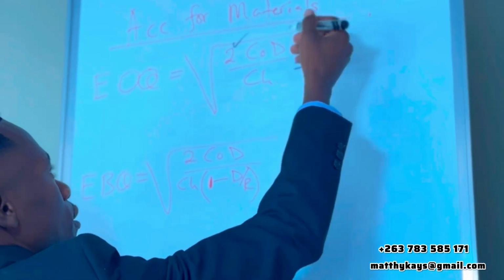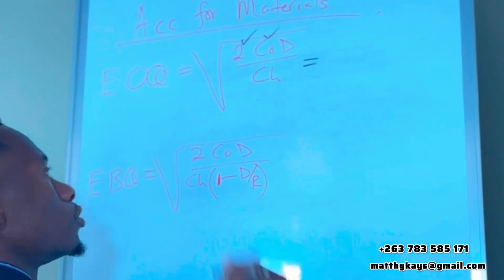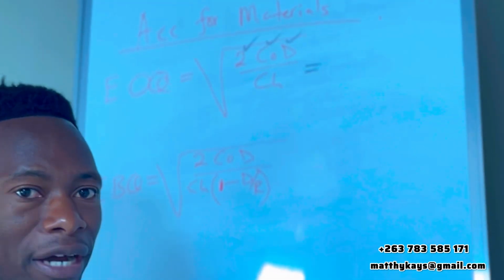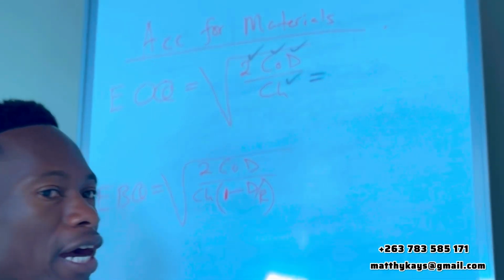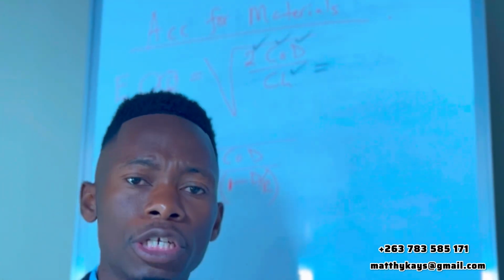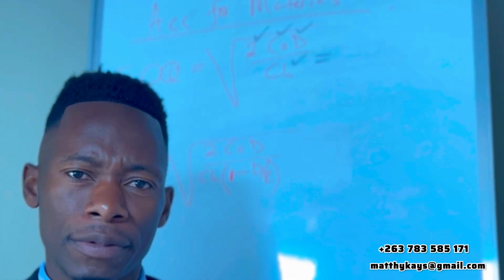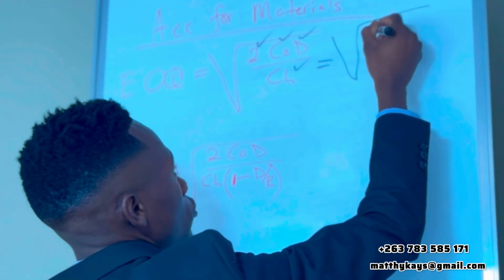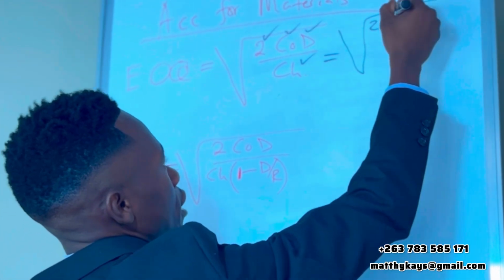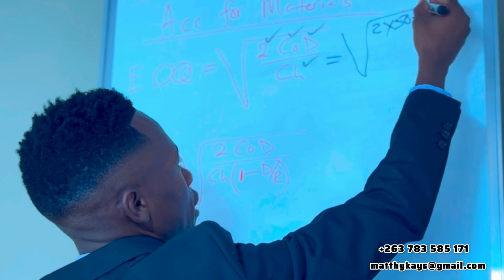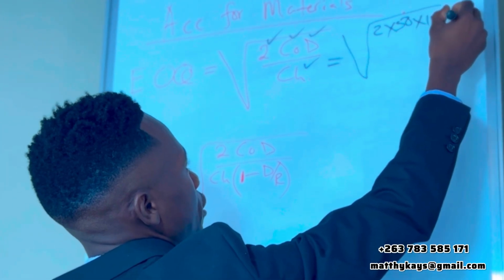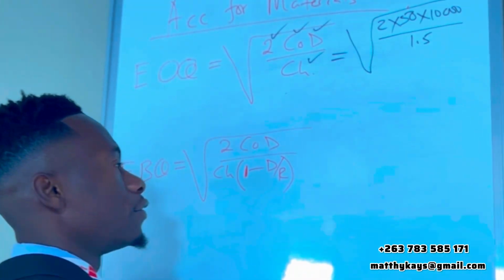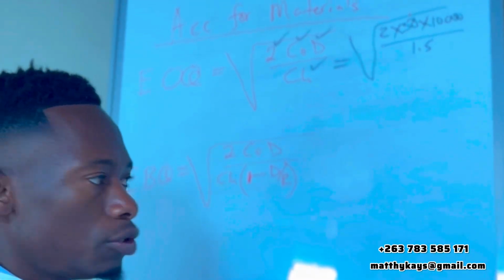This is the 2 on your formula. CO represents the cost of placing an order. D is the annual demand. CH is the annual holding cost. I'm not going to spend much on this because this is primary school stuff. Let's say for argument's sake, CO is $50, the annual demand is 10,000, over CH, let's say 1.5. Then you substitute and you multiply.